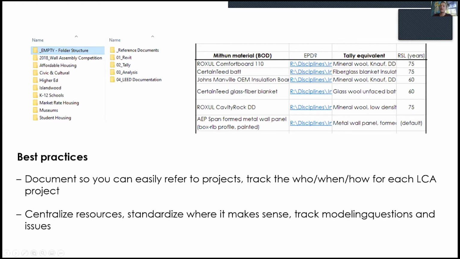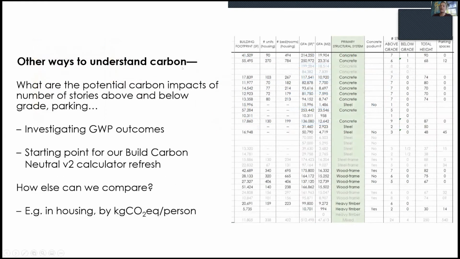And then also, similar to what Jess has started to build, a sort of Mithun material and Tally equivalent, to make sure that these products that we're using frequently across the board on projects are being put in the same way, especially across different users that might be running these Tally analyses. And then also to track those questions and issues that come up while we're modeling, so that we have some sort of record of what those issues were and how we might fix them if they come up, which they often do on later projects.